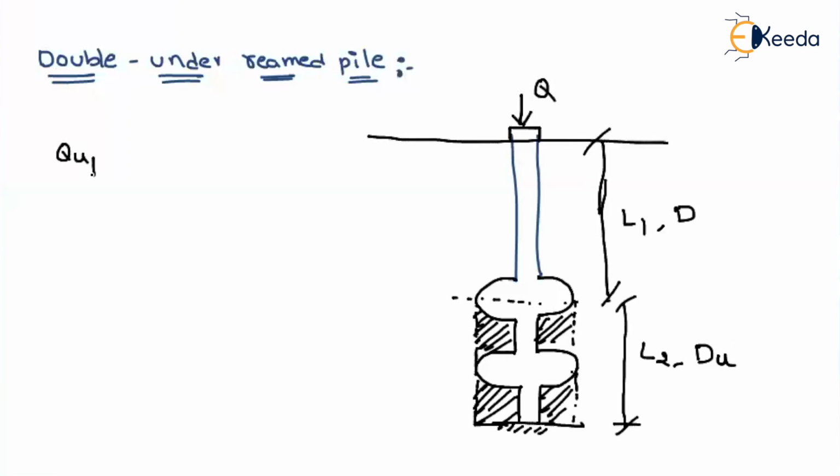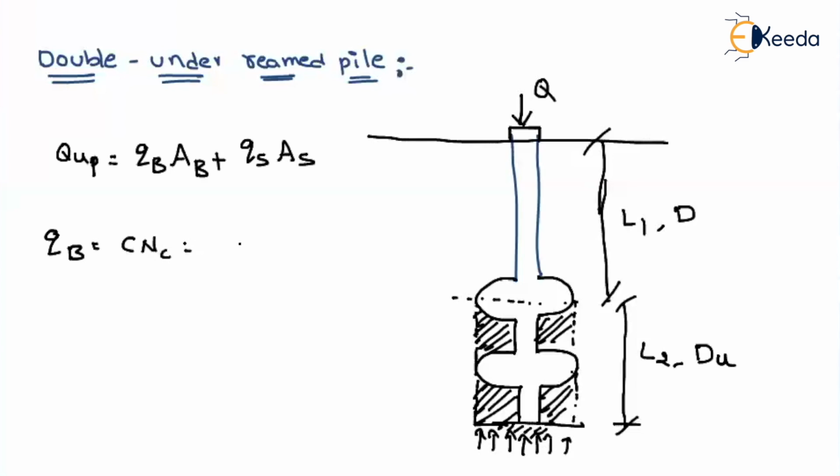How do you find the ultimate capacity of a pile? That will be nothing but QB into AB plus QS into AS, isn't it? If we come to QB, the end bearing resistance, then instead of D, the end bearing will exist throughout the diameter capital DU. So QB is nothing but C into NC, or else we can directly write it as 9 into C. The area at the tip of the pile, as it is a circular shape with diameter capital DU, will be pi by 4 into DU square. So this is the end bearing resistance.